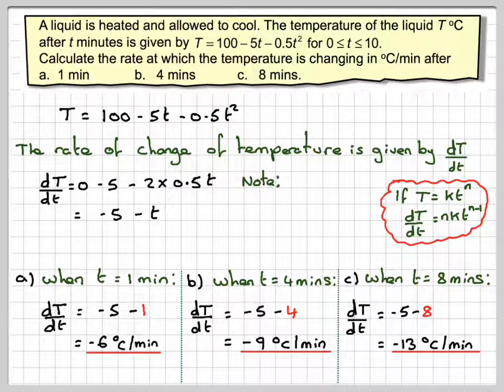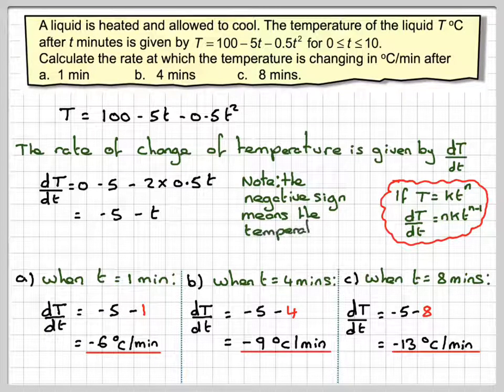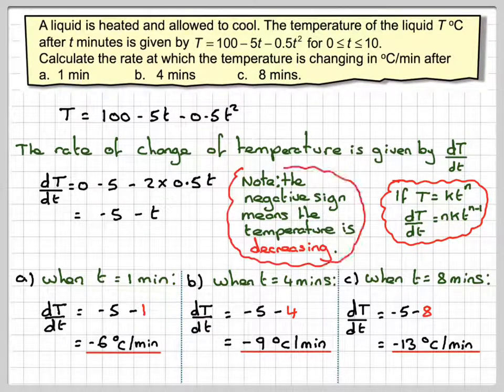Okay, so what we could note here is that these are all negative, and the negative sign means that the temperature is actually decreasing, and that's what you expect. If you take something at 100, like a cup of tea for example, and you let it cool, the temperature goes down. This does not really represent a physical formula. It's just one that's been made up for this particular example.